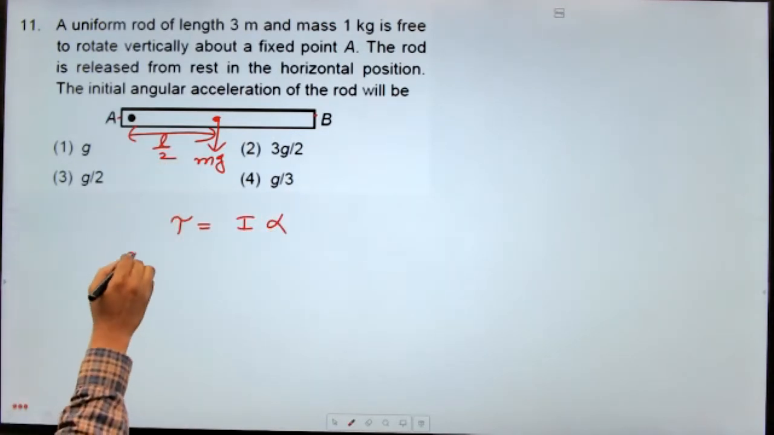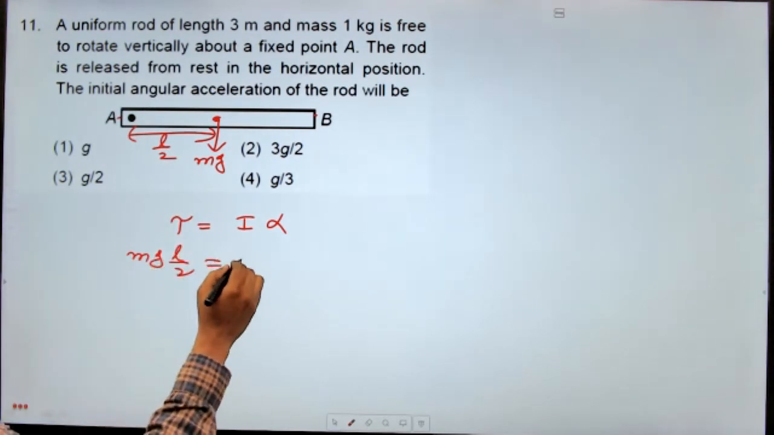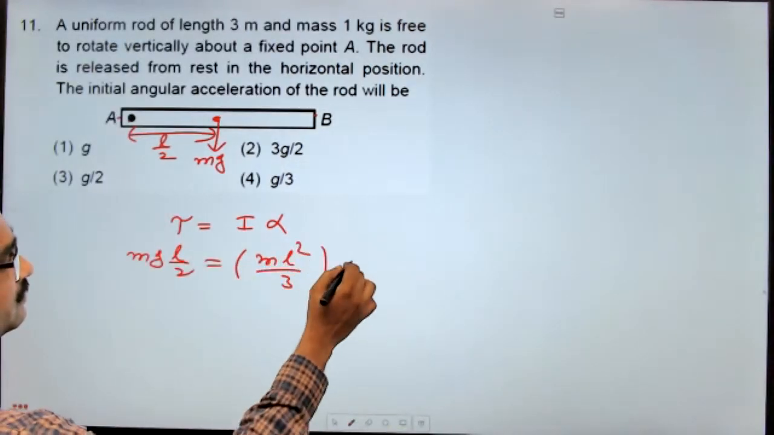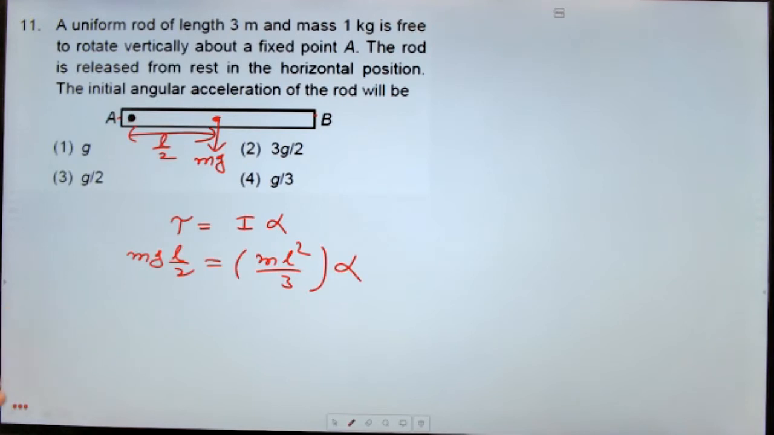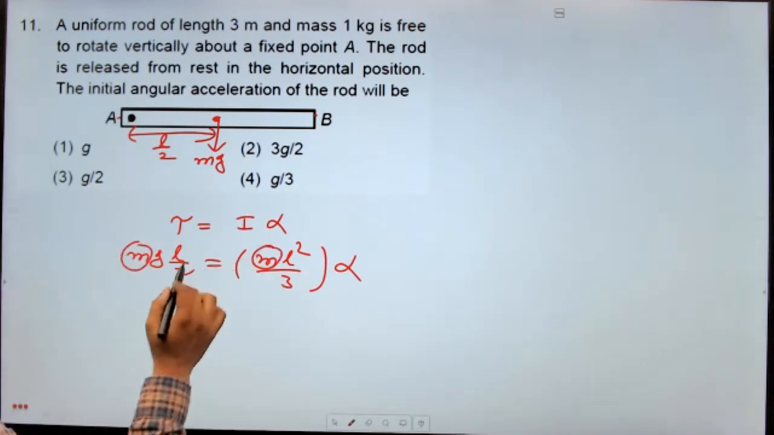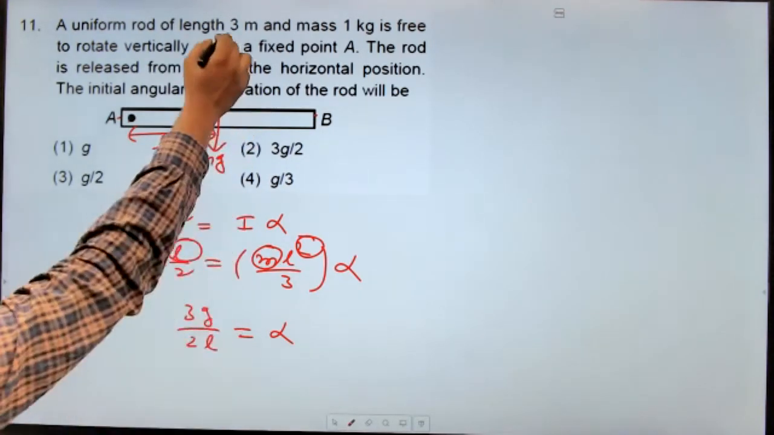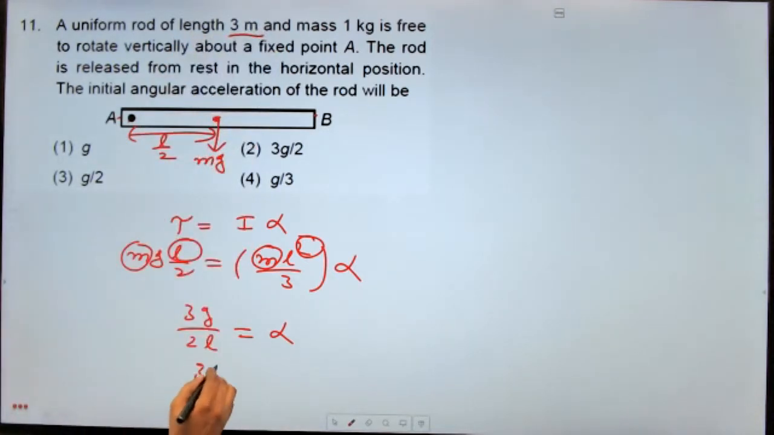What is the value of torque? mg into L by 2 equal to moment of inertia about this position, which is mL square by 3, into alpha. Just solve for alpha. So cancel m on both sides and one L on both sides. Then this is 3g by 2L equal to alpha. Now, what is the L value? L value is 3 meter. Substitute that. So 3g by 2 into 3 equal to alpha. So 3 gets cancelled out, then g by 2 is the answer.